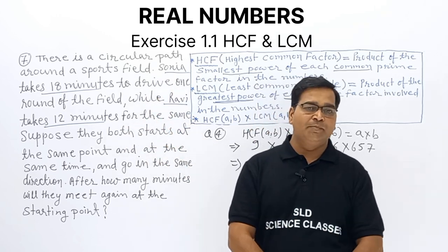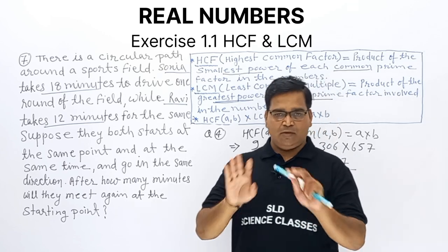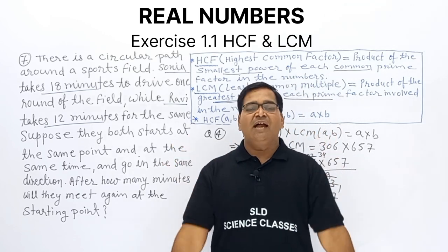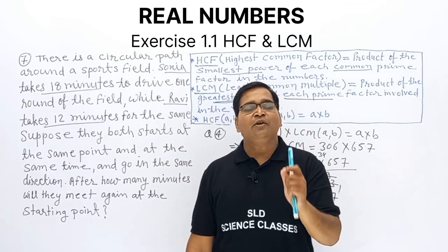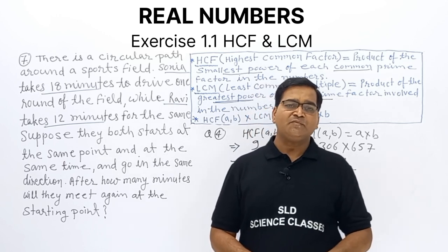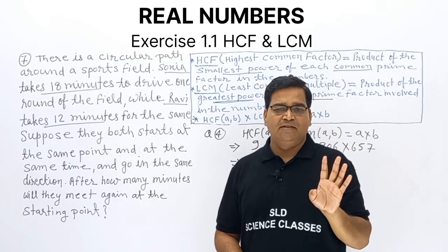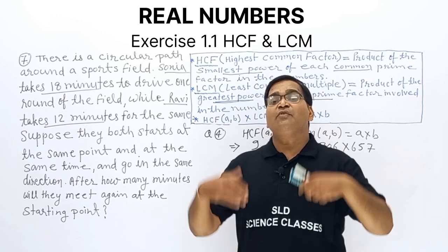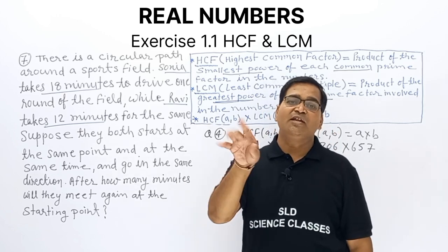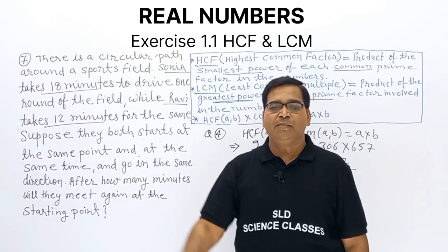We have two numbers, and no other numbers: only 18 and 12. They start at the same point, same place and same direction. We want to know when they will meet again at the starting point. जहाँ से उन्होंने start किया वहाँ पे कब मिलेंगे?